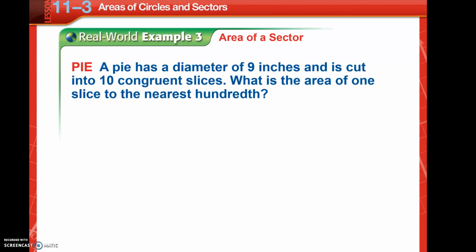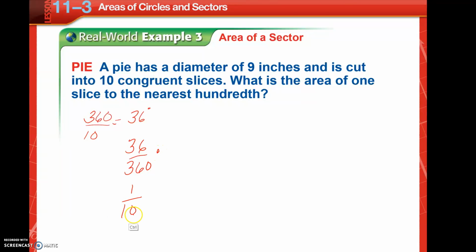So a pie has a diameter of 9 inches and it's cut into 10 congruent slices. So my angle is 360 divided by 10, or 36. That's 1/10 of the pie. So I know my fraction is 36 over 360, or 1/10. So I can go right from there.